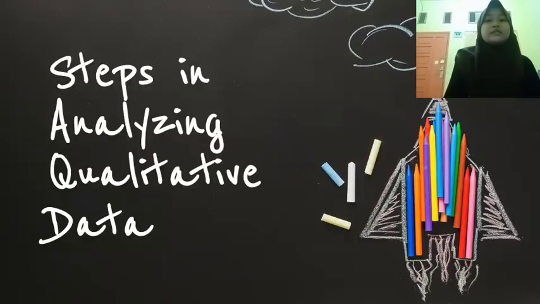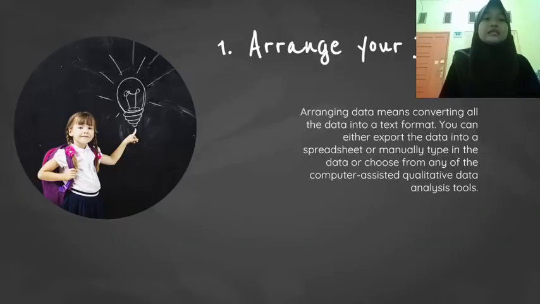Okay, there are also some steps in analyzing qualitative data. The first one is arranging our data. Arranging data means that we convert all the data into a text format. We can either export data into a spreadsheet or manually type them into computer-assisted qualitative data analysis tools. There are some internet-based qualitative data analysis tools that are already provided right now.